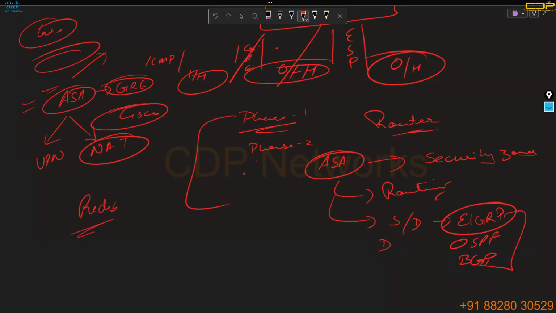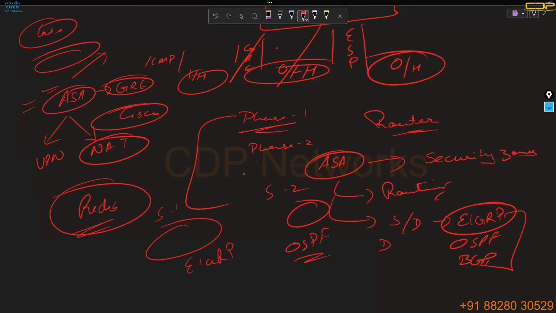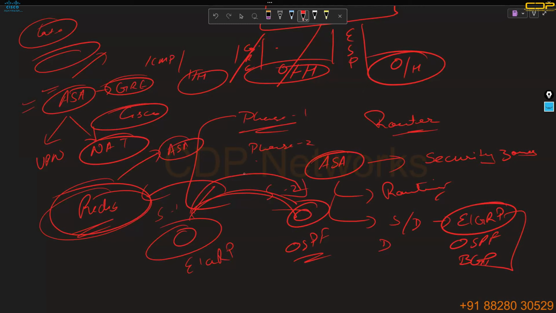If you don't know what redistribution is, basically suppose on site 1 I'm running EIGRP, and on site 2 I'm running OSPF. If I want to communicate between EIGRP and OSPF on site 1 and site 2, I need a redistribution profile. I'm going to create that profile on my ASA. I can create it on my edge devices also, but we will do it on the ASA. So EIGRP will share its routes towards site 2, and OSPF will share its routes towards site 1, so both sites will be able to communicate with each other.